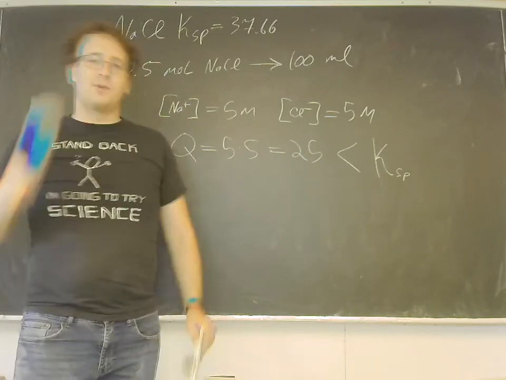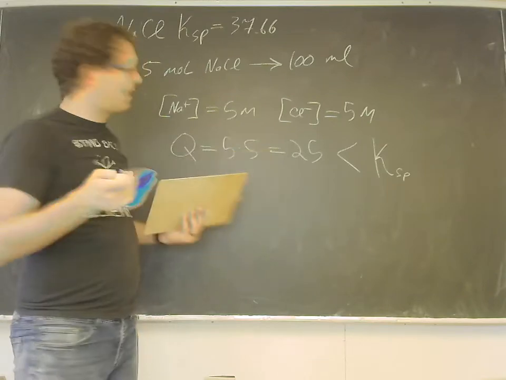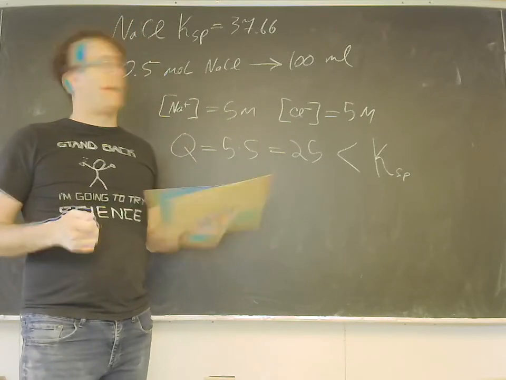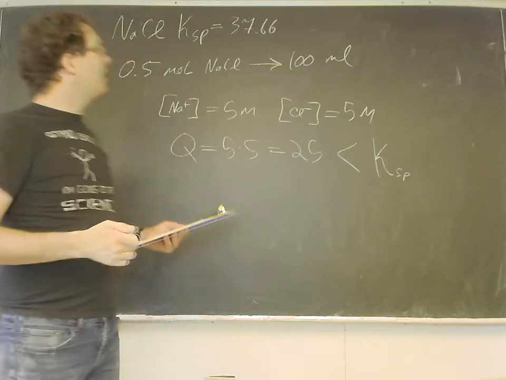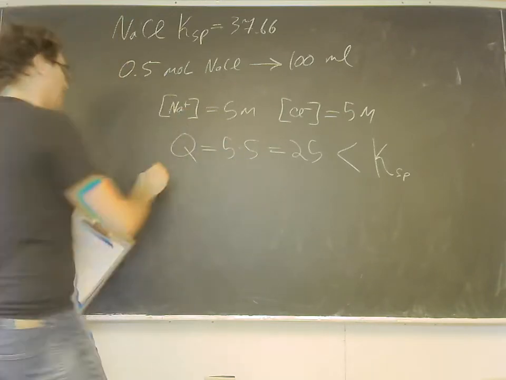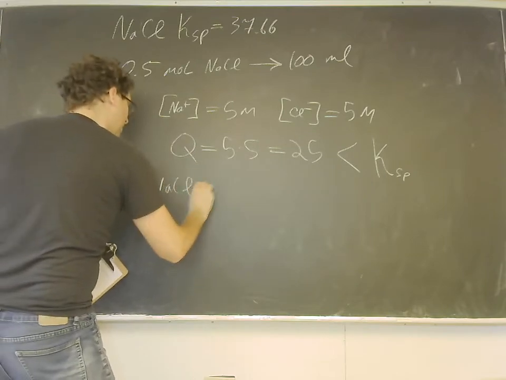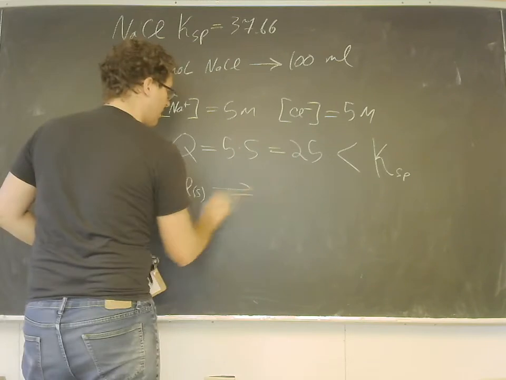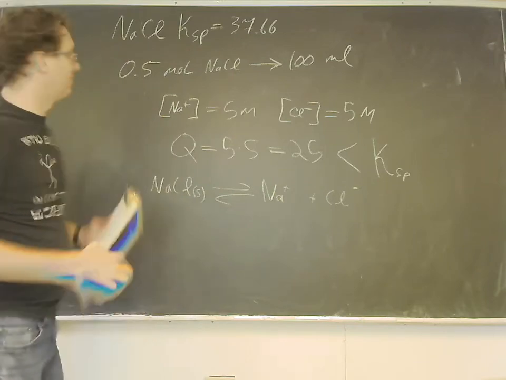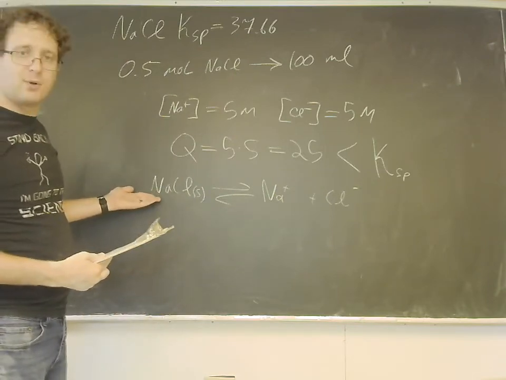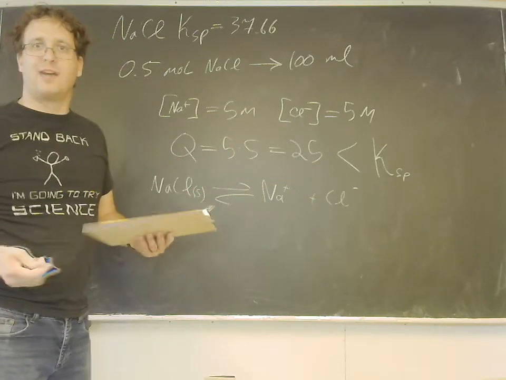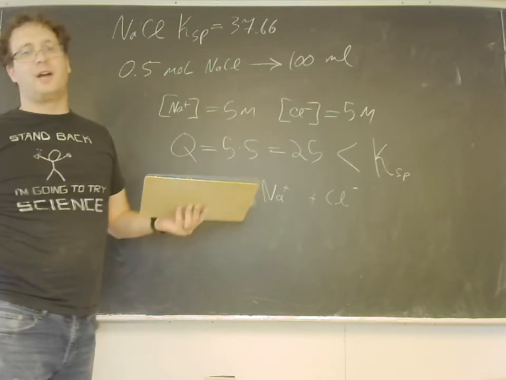Now, ordinarily we say that when Q is less than K, the reaction is going to shift toward more products in order to establish equilibrium. Well, this reaction cannot shift toward more products. Why? Because we've run out of the reactant. The NaCl solid does not appear in the equilibrium expression, but it is still a part of the reaction. And if we run out of sodium chloride solid, then we can't shift to produce more products because there's no reactant left. We can't make sodium ions and chloride ions appear out of nowhere.